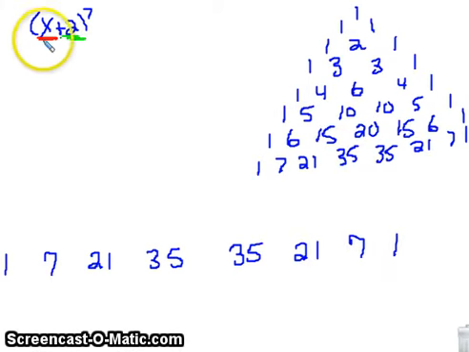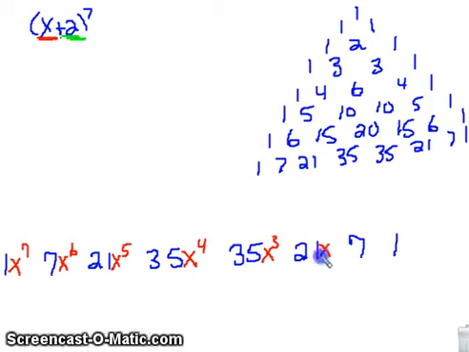If my first term is an x, and we're raising to the 7th power, then I have x to the 7th, x to the 6th, x to the 5th, x to the 4th, x to the 3rd, x to the 2nd, x to the 1st, and x to the 0.